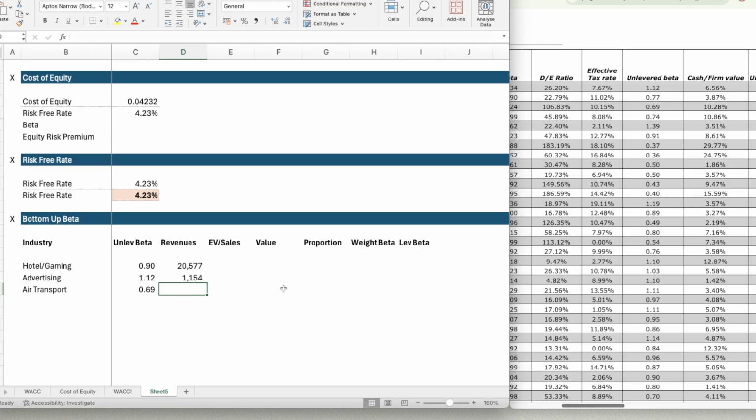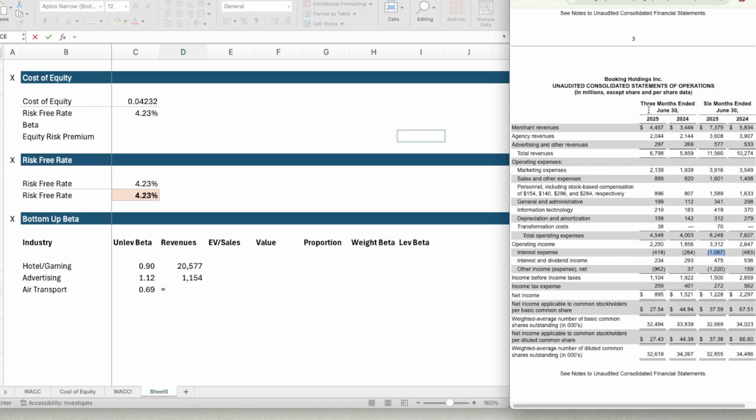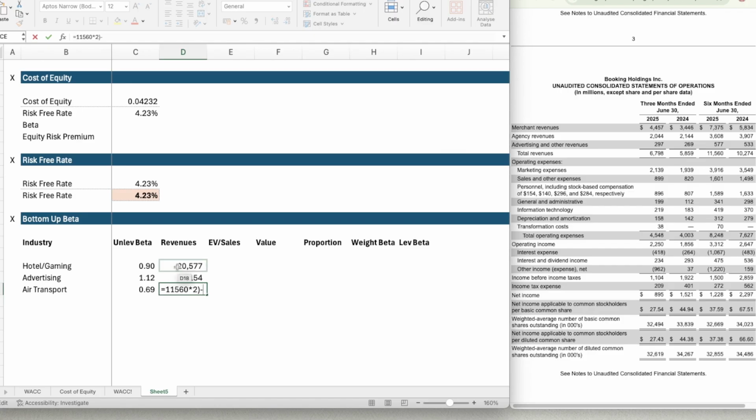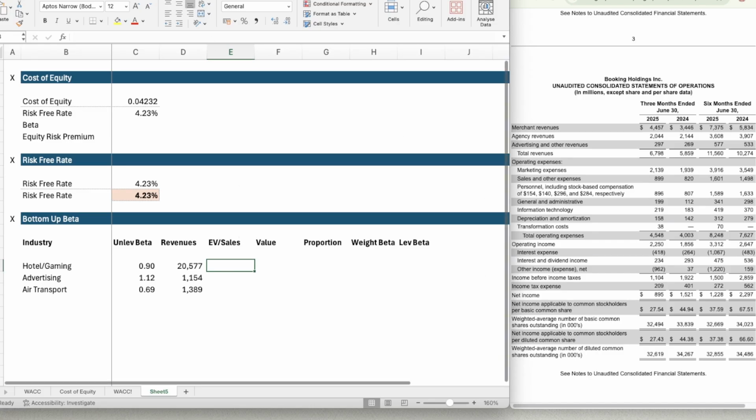So let's go back to the revenues again. We take the final figure, 11,560 multiplied by 2, and we subtract the hotel revenue, and we subtract the advertising revenue, and that should give us how many plane tickets are booked through Booking, and that's at 1389.